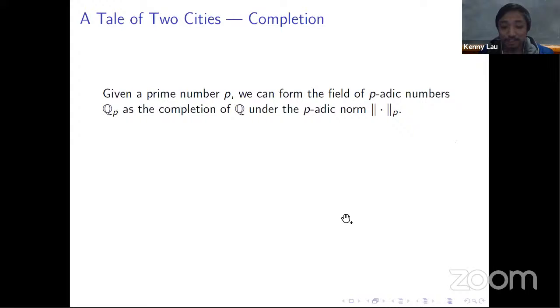For example, we can complete both types of fields. For the number field Q, we can choose a prime number p, and we can form the field of p-adic numbers using the p-adic norm. So we take the completion of Q under the p-adic norm, and we end up with the p-adic numbers Q_p. Here the normalization typically doesn't matter, but for this talk, I have chosen the norm of p to be p inverse.